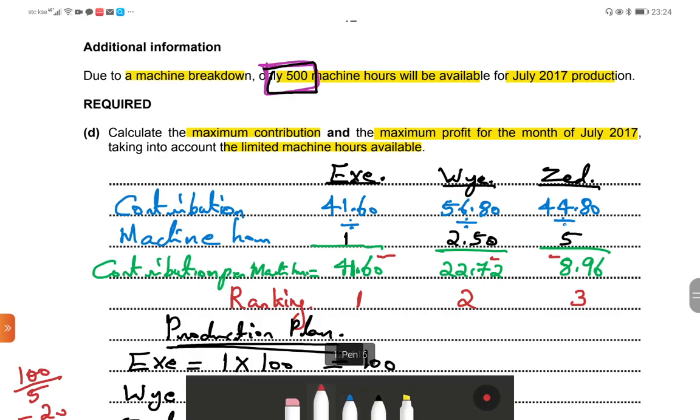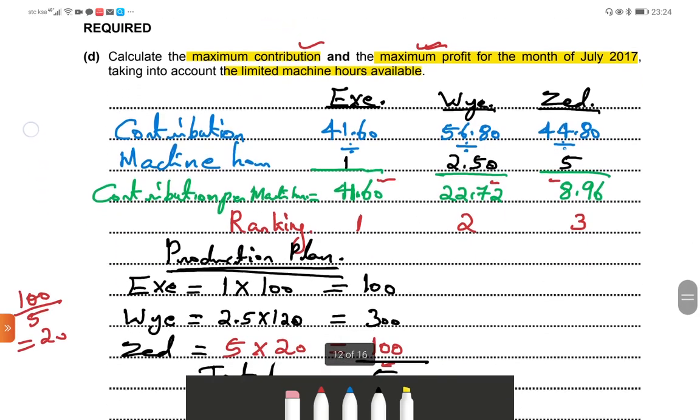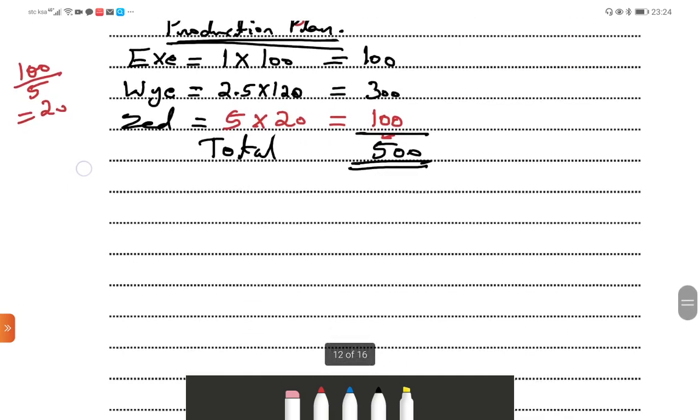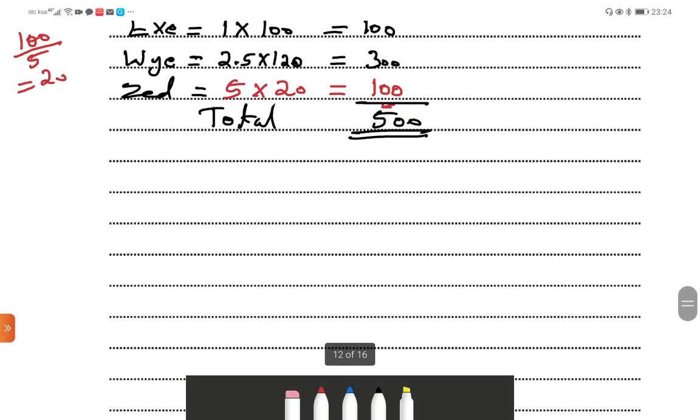So next, what was the question here? Maximum contribution we have calculated and given the rank. Next we have to find the maximum profit. Profit is equal to contribution minus fixed cost. So we have to find the contribution as per the revised by using the limiting factor of machine hours. So profit statement.